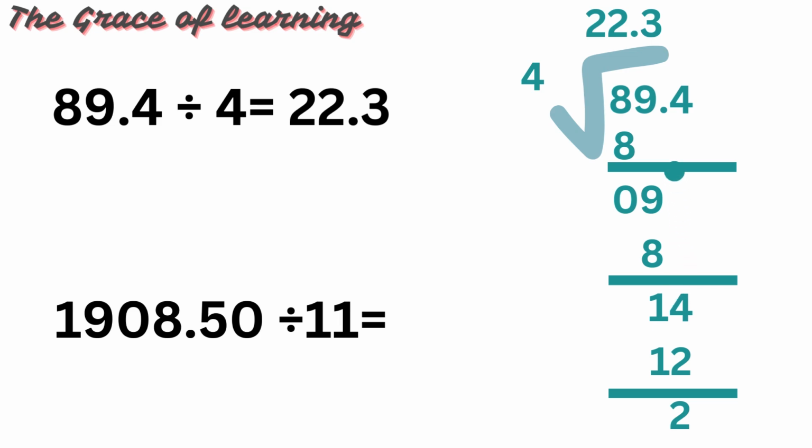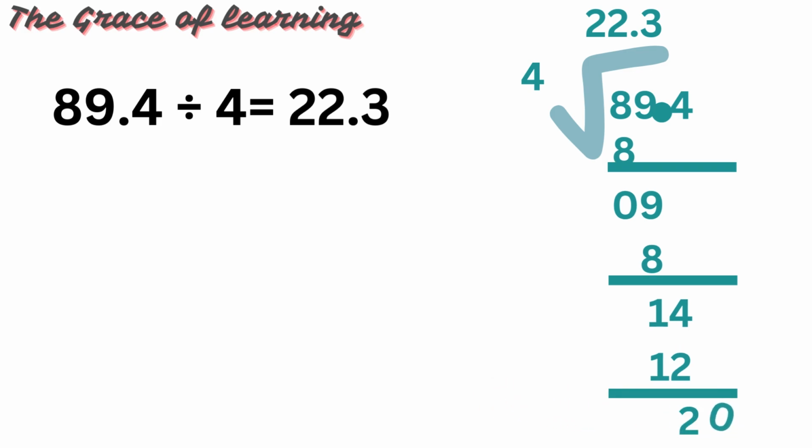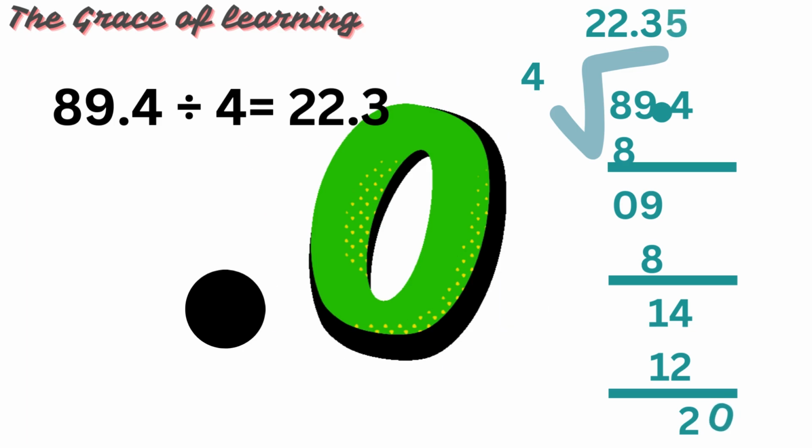Do not worry, just add a 0. After the decimal point, in long division, you are allowed to add zeros to the remainder and continue dividing. So you continue dividing by adding zeros. One 0 at a time, learners. After the decimal point, adding the 0 does not change its value.